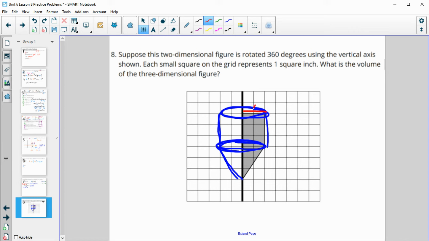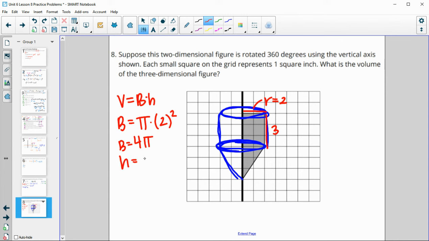So the radius of this circle here is 2. The height here is 3. So when we find the volume of a cylinder, it's going to be the area of the base times the height. The area of the base, so the base is a circle, so pi times the radius, which is 2 squared. 2 squared is 4, so I'll just write the area as 4 pi for that base. And then remember, the height of that cylinder is 3. So the volume here is going to be the area of the base, 4 pi times the height, 3. So the volume of the top part is going to be 12 pi.